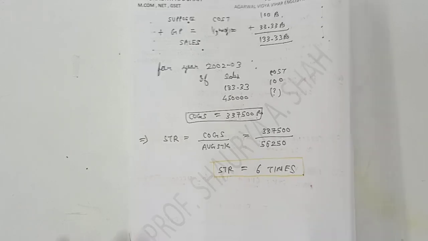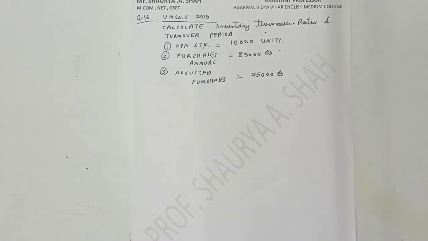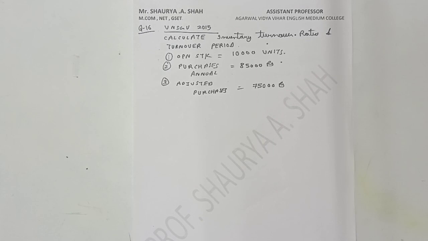Fine. Now starting with the next sum, students, this is your VNSGU 2015, right? What you have been given, you have to calculate inventory turnover ratio and turnover period. Opening stock is given, purchases are annual, and adjusted purchase is given to you, students, right? So what you need to simply calculate here is two things. The first is your purchases, that is annual purchases, which is given already, and you need to find out stock turnover ratio and turnover period, right?